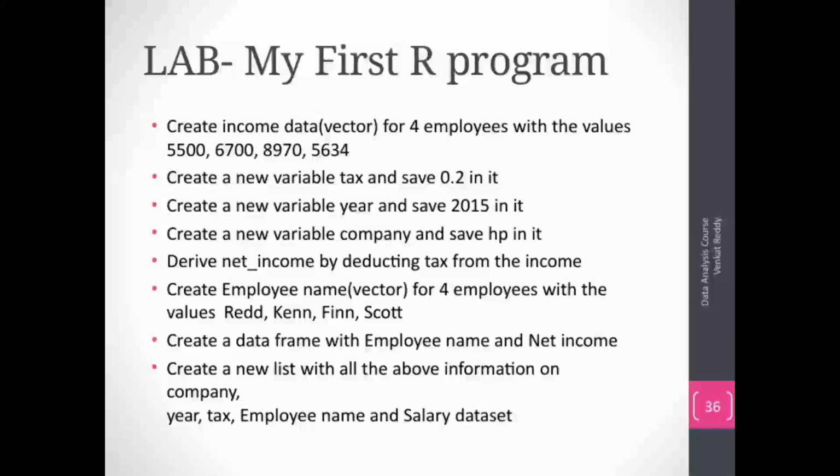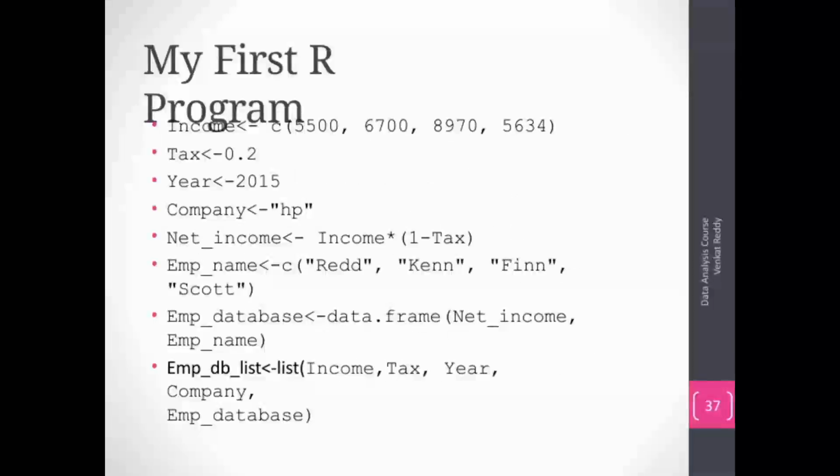Alright, on this slide, I want to walk you through a simple example of a basic data analysis in R here. We're defining some income data for a few individuals with the line income <- c(5,500, 6,700, 8,970, 5,634). This creates a numeric vector of incomes. Next, we set a tax rate of 20% with tax <- 0.2, which we'll use to calculate net income. We also specify the year as 2015, and the company as HP for context.